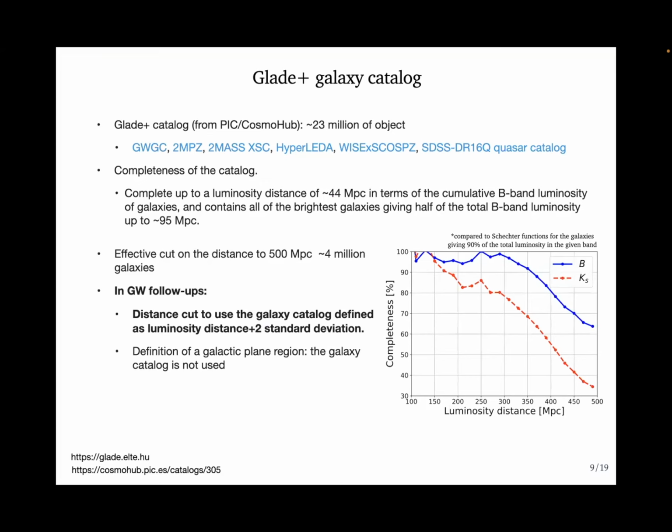We take the luminosity distance of the event, and then we take 2 standard deviations from there. This information is in the gravitational wave schema. And then we decide to do 2D or 3D. We also account for the galactic plane region that is kind of empty in these catalogs.